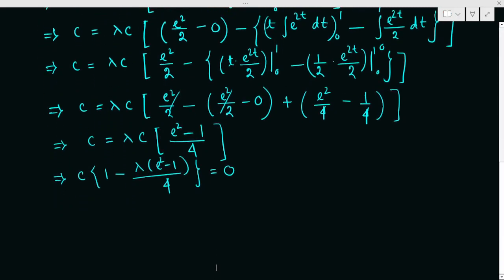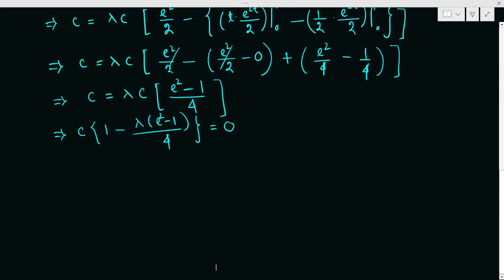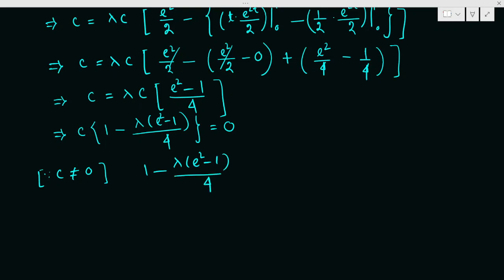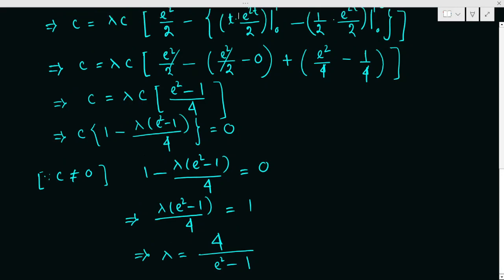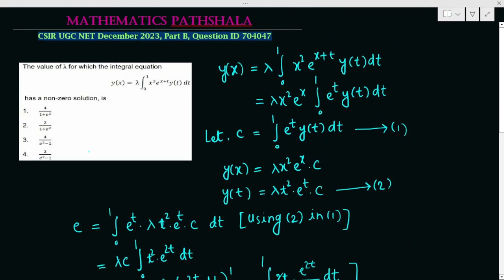Now in this problem we have to find the non-zero solution for this given integral equation. So if c equals 0 we get the trivial solution. So c must be non-zero, and if c is non-zero, then 1 minus lambda into e square minus 1 by 4 must be 0. So from here we get lambda into e square minus 1 by 4 equals 1, that is lambda equals 4 by e square minus 1. So lambda equals 4 by e square minus 1 for the non-zero solution of this integral equation. So option 3 is our correct answer: lambda equals 4 by e square minus 1.